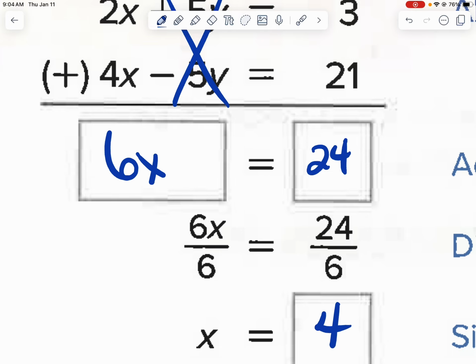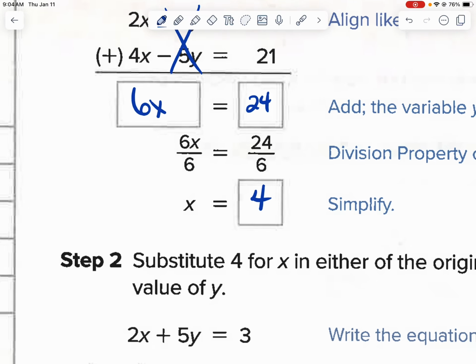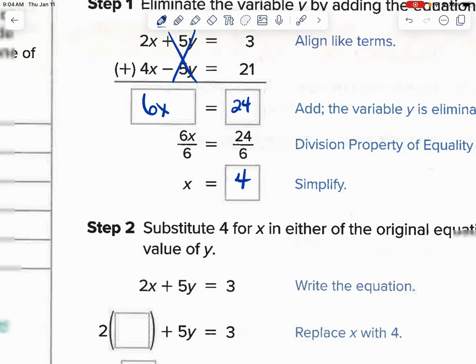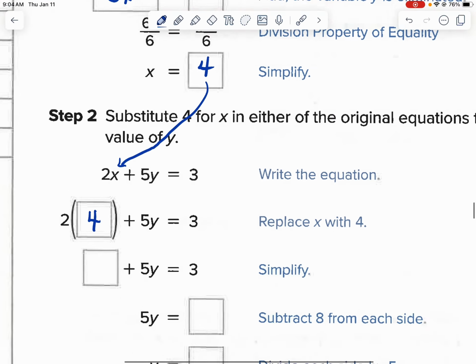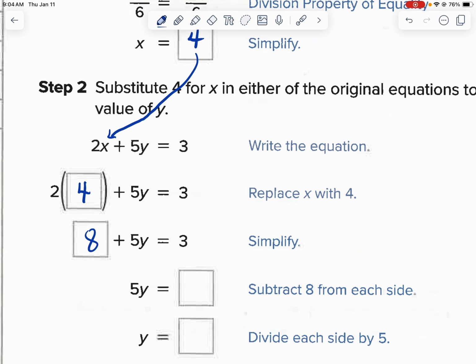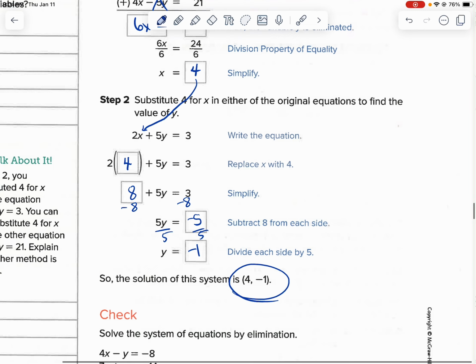And then I'm going to plug it into either the top or bottom equation. It actually doesn't matter. They have decided to do the top equation. So I'm going to take this 4 and replace the x with the 4. I'm going to get 8. I subtract 8 from both sides, get negative 5, divide by 5 on both sides, and get negative 1. So you have the point (4, -1).